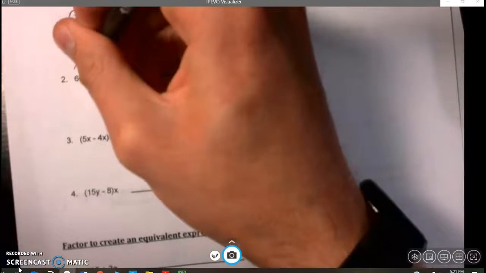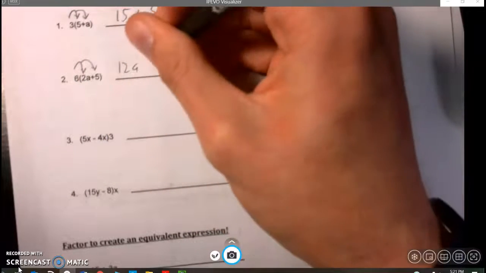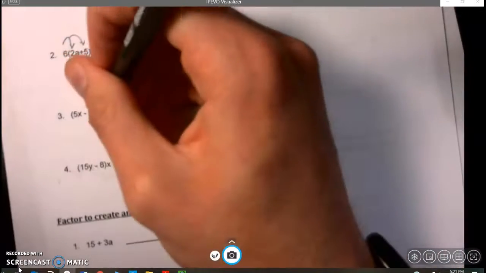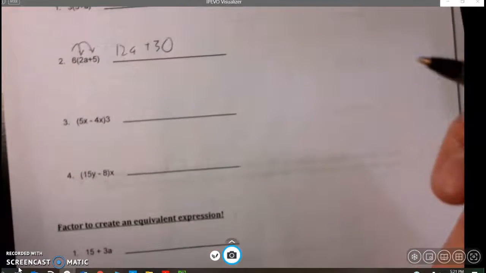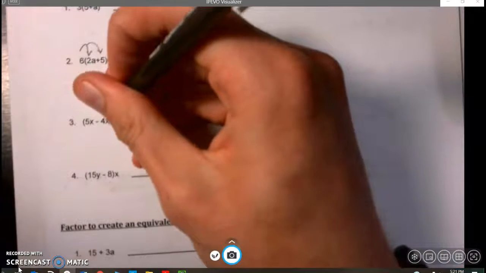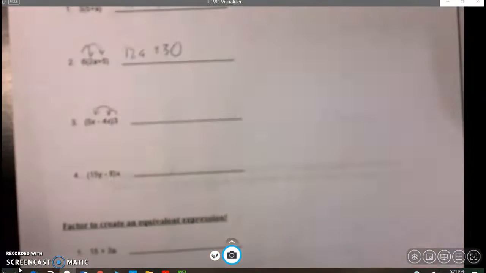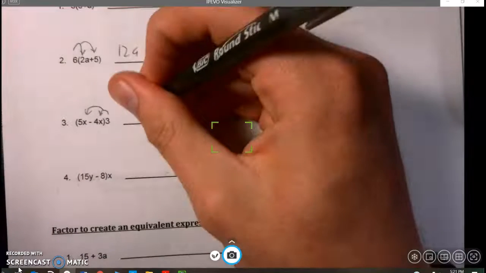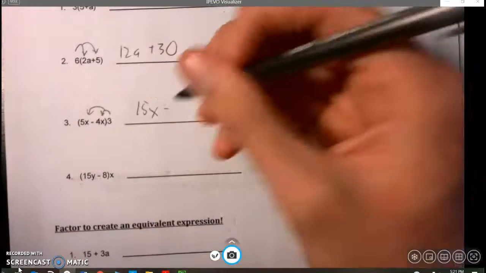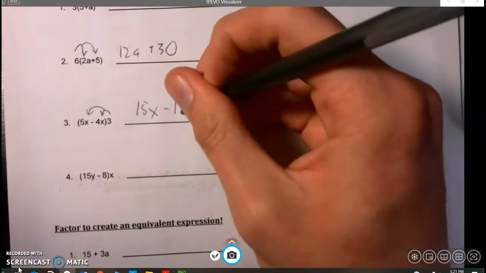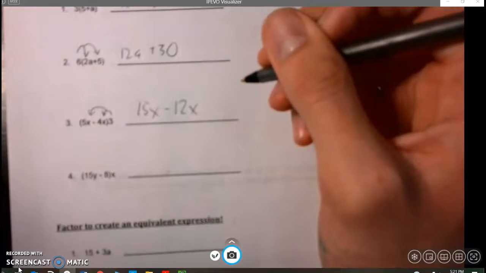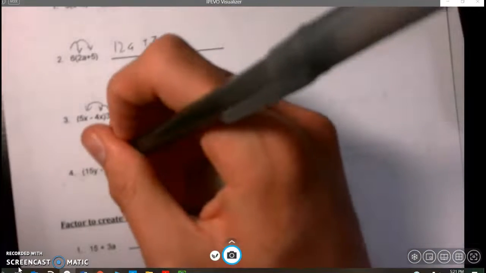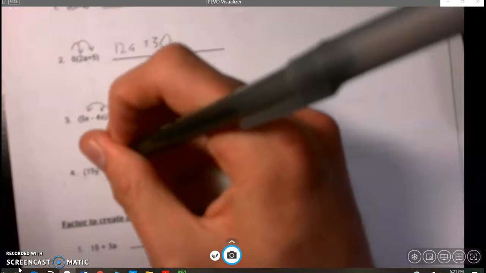6 times 2a is 12a, 6 times 5 is 30. Once again, here I got a factor on the right side. It doesn't matter. Order doesn't matter in multiplication, and I'm still just going to multiply out. 3 times 5x is 15x, and 3 times 4x is 12x. And then here, multiplies by both.